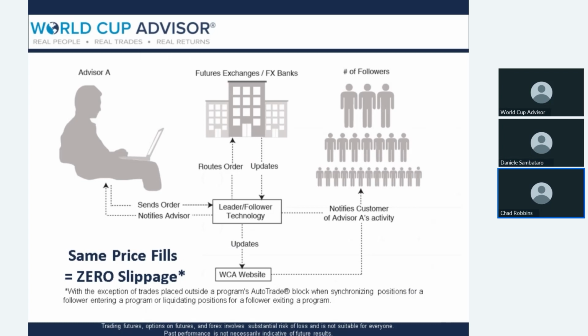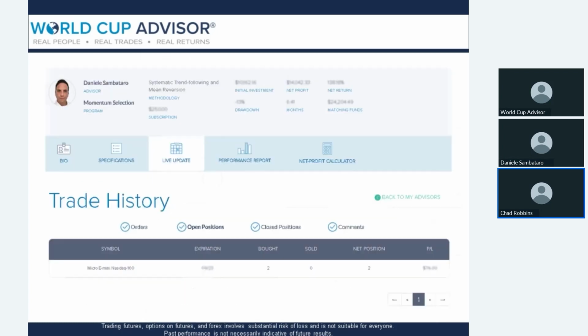So as a follower, if you would like, you can log in to the site during trading hours or anytime, and you'll be able to see Daniele's orders as well as open positions. I'll show you what that looks like. As a follower of his program, the Momentum Selection Program, or as a guest member, you're able to view all of the trades from any of the World Cup Advisor programs. You can list them all on one long sheet using our no paging option, which will allow you to copy and paste it into Excel or any program that you want to use for analysis.